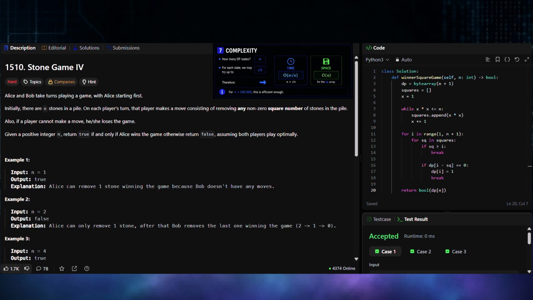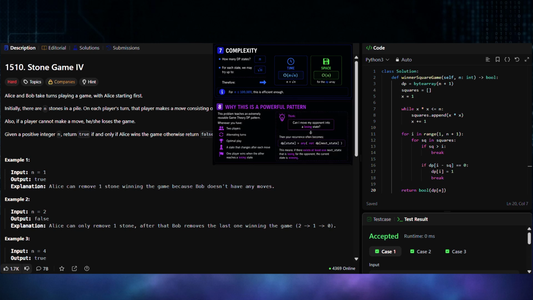Complexity. How many DP states? n. And for each state, we may try up to square root of n perfect squares. Therefore, time complexity, O(n√n). Space complexity, O(n). For n less than or equal to 100,000, this is efficient enough.